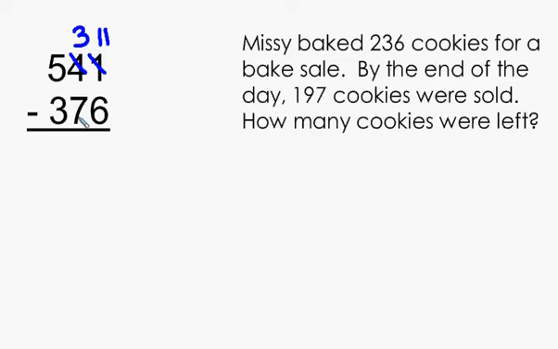I can't do 3 minus 7 though. Sometimes you don't have enough, you have to borrow from a neighbor. I'm going to borrow from the 5. It becomes 4. Anytime I borrow 1, I add 10 because 100 is equal to 10 tens. 10 plus 3 is 13.